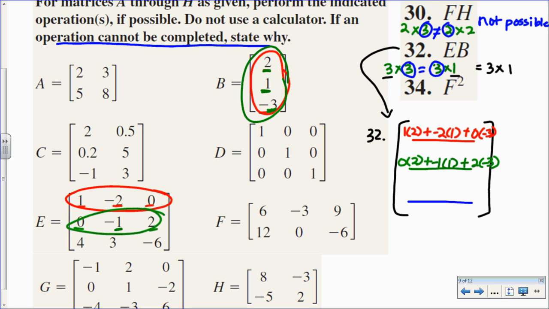Then the last one is the third row and first column. So 4 times 2 plus 3 times 1 plus negative 6 times negative 3. Then calculate each of those. I would just do it all together. I wouldn't necessarily do all the multiplying and then add, just type it all in together.